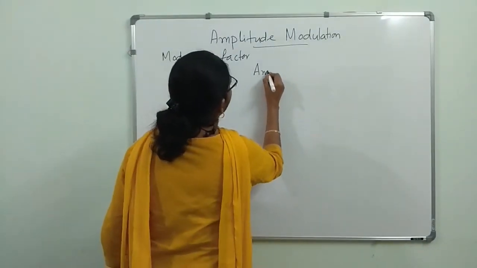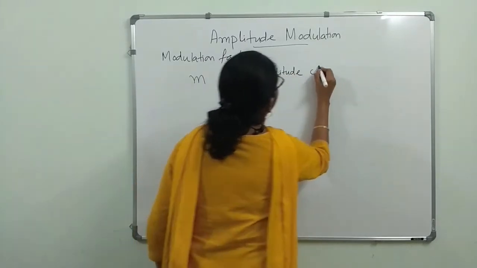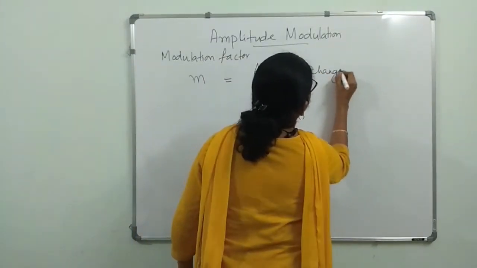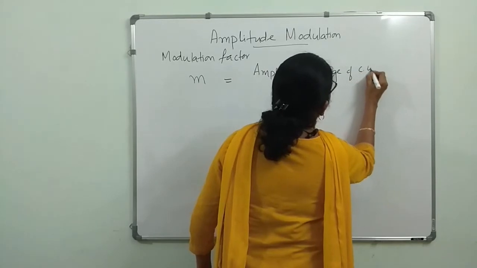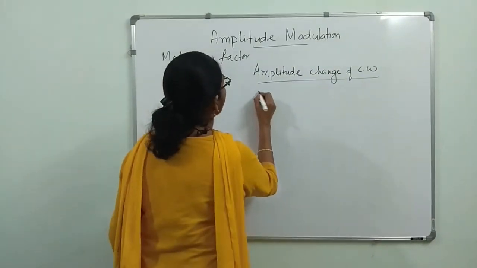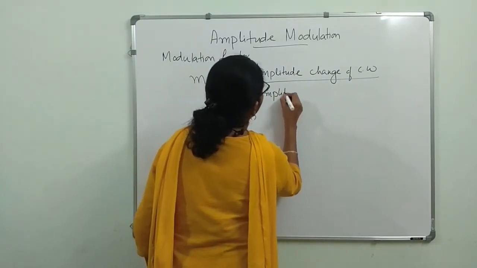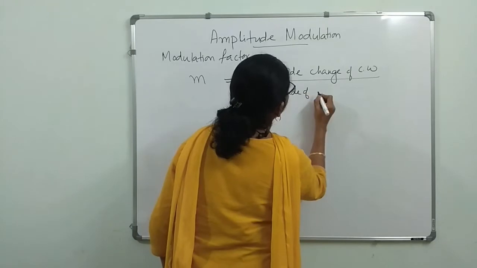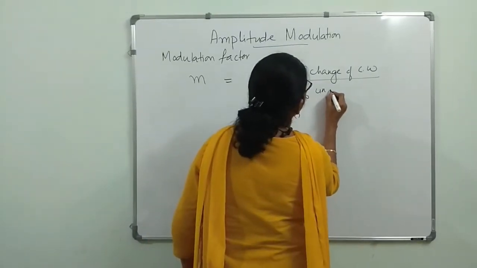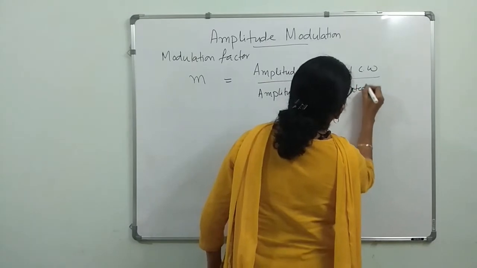That is the change in amplitude of the carrier wave divided by the amplitude of the unmodulated carrier wave.